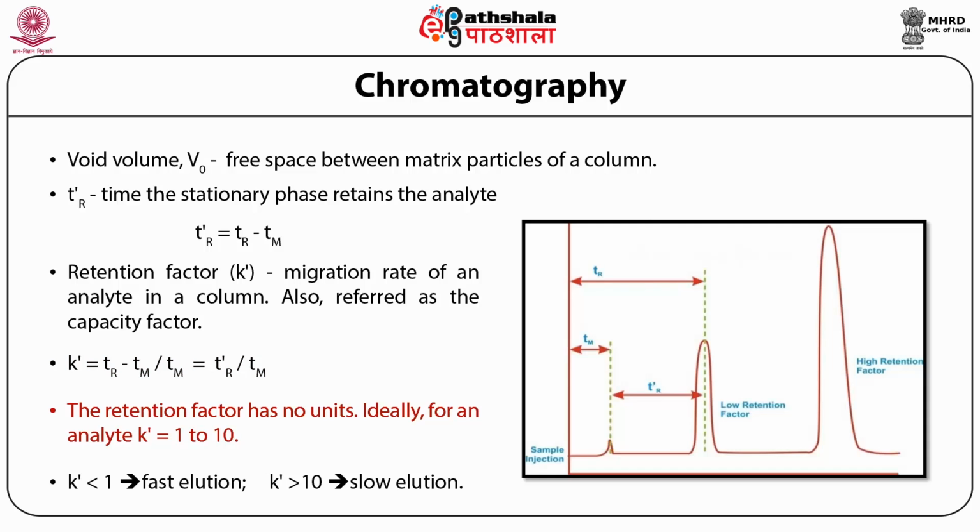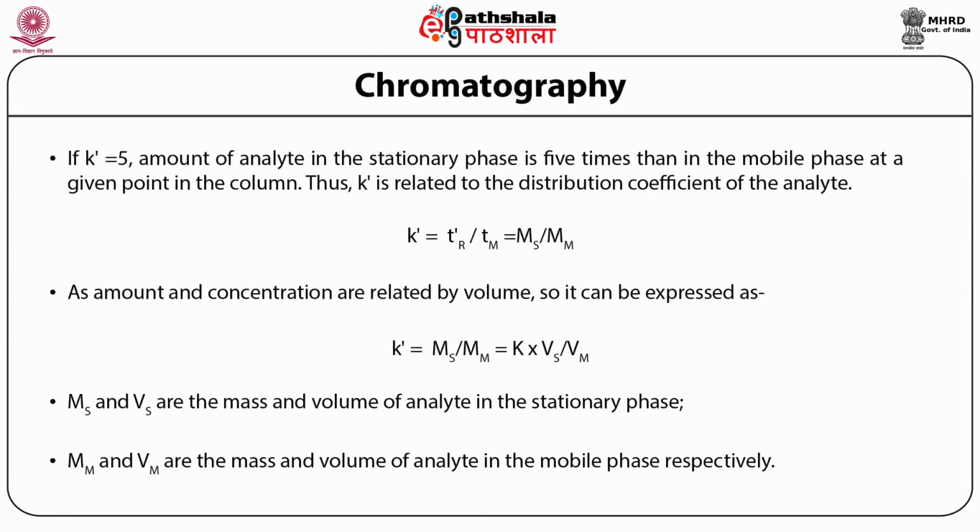Ideally for an analyte, it should be between 1 and 10. Retention factor less than 1 represents fast elution, and accurate determination of retention time is very difficult in such cases, while high retention factor means slow elution. If value of capacity factor is equal to 5, then amount of analyte in the stationary phase is 5 times that in the mobile phase at a given point in the column. Thus, capacity factor k' is related to the distribution coefficient of the analyte.